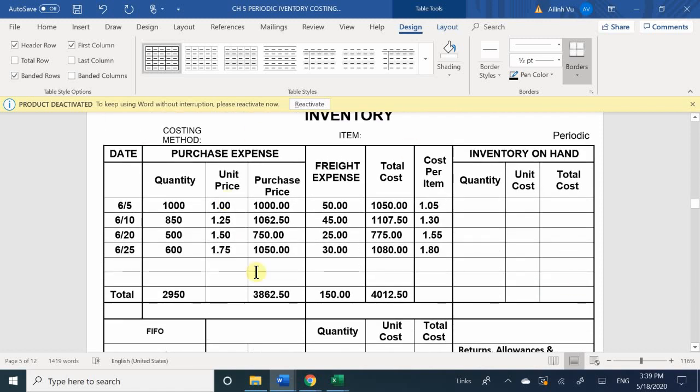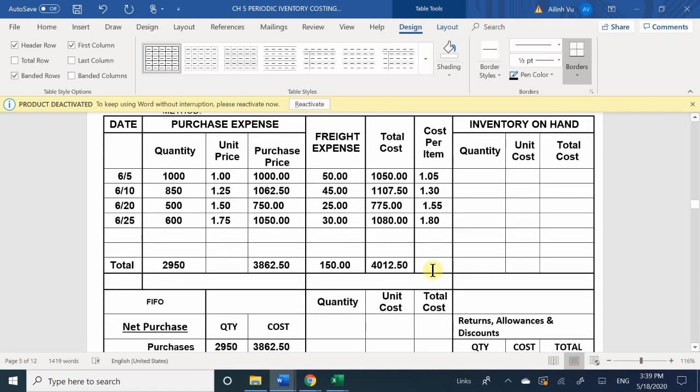Yes. So we remember we left this one right here blank. How do we solve for this one? This was a special one, right? So what's the formula? Total cost divided by total quantity. Yes. So what is that? Total cost divided by total quantity. I got $1.36. $1.36. Okay.